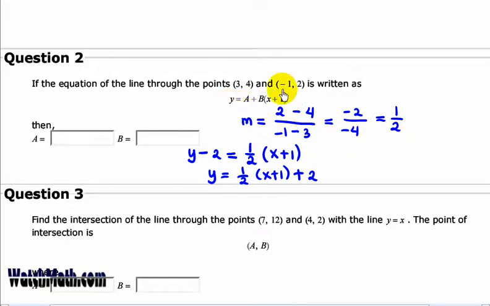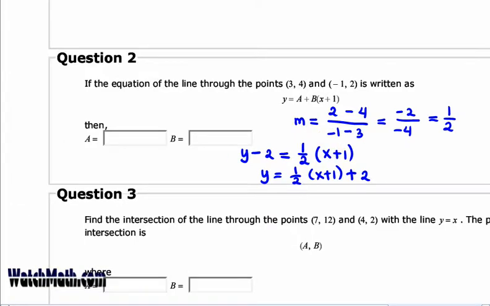So if we compare the equation of this line and this line, if you compare this one and the result that we get, then we conclude that a must be equal to 2 and b is equal to 1/2.